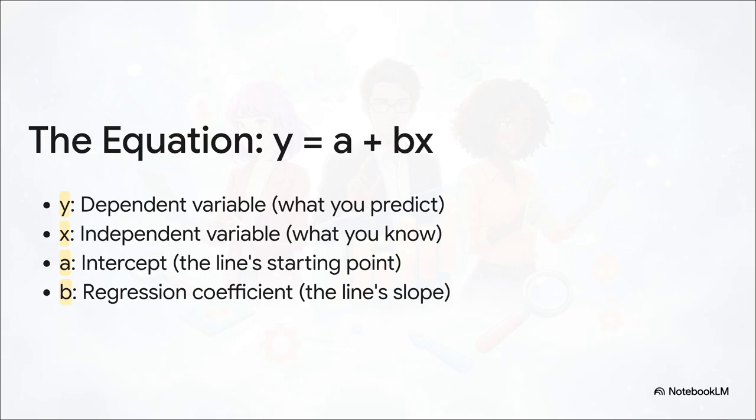Let's not get scared by the letters. It's super simple. Y is the thing we're trying to predict, like our company's revenue. X is the thing we already know, like how much we spent on ads. Then you have a, which is just the starting point of the line. And b is the really important part. It's the slope, which tells us how steep the line is and which way it's going.